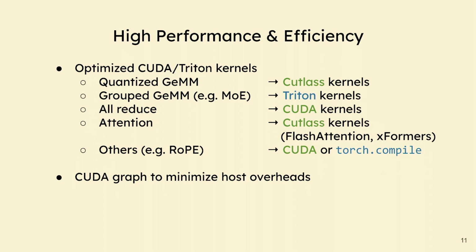We also have a custom all-reduce kernel for small batch sizes in vLLM, because we find that NCCL's ring all-reduce is not very good in those small batch size scenarios. We also have different attention backends, right? Like FlashAttention, FlashInfer, xFormers. For all those kernels, we use CUDA graph to minimize host overheads.